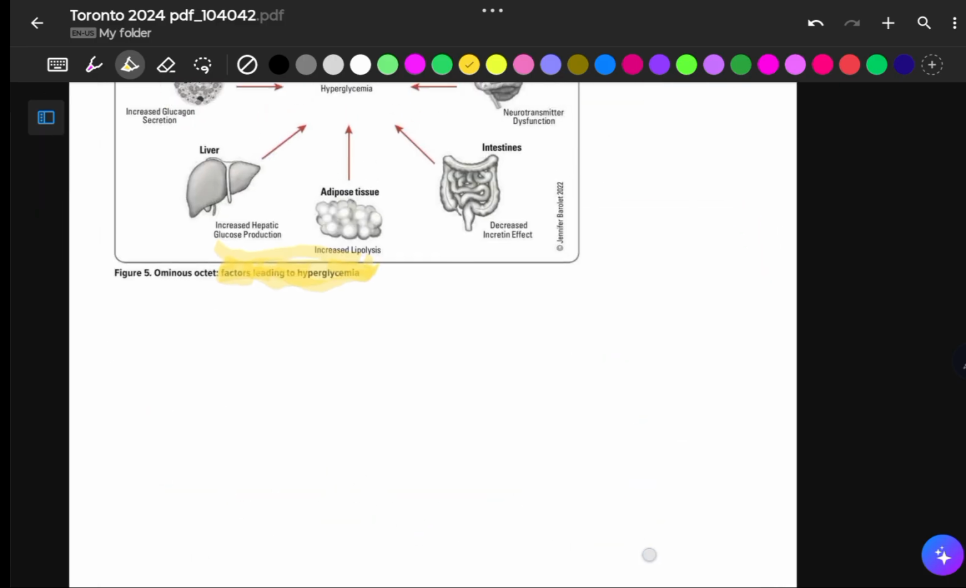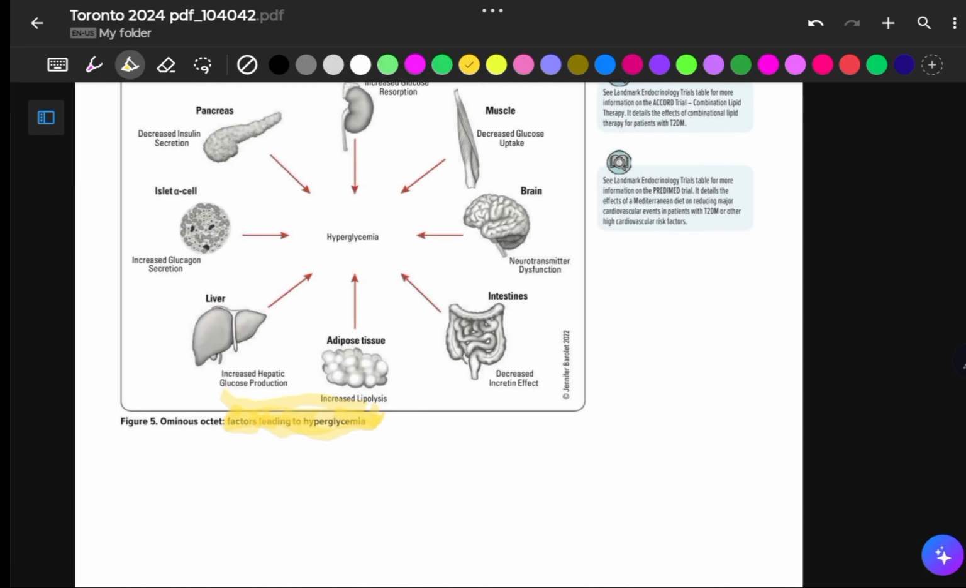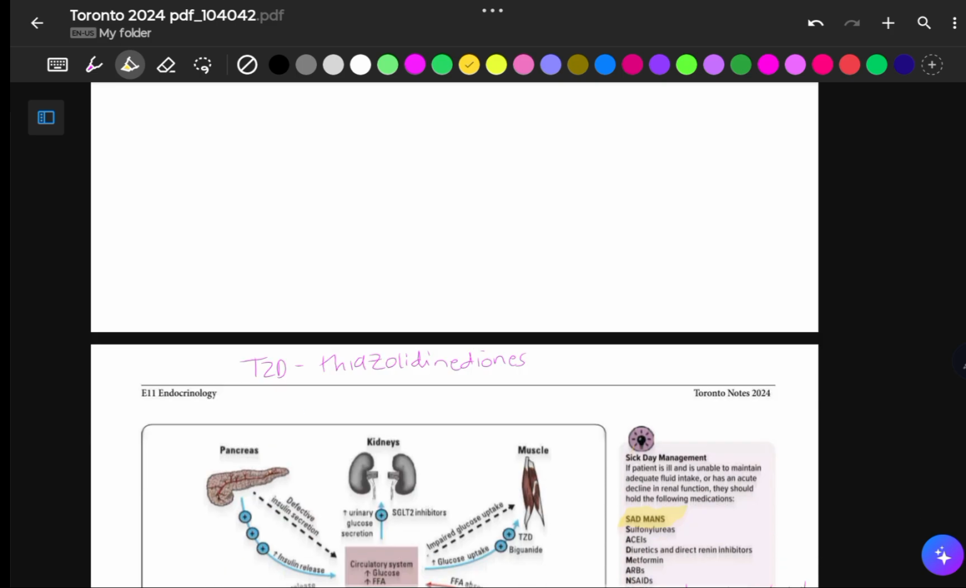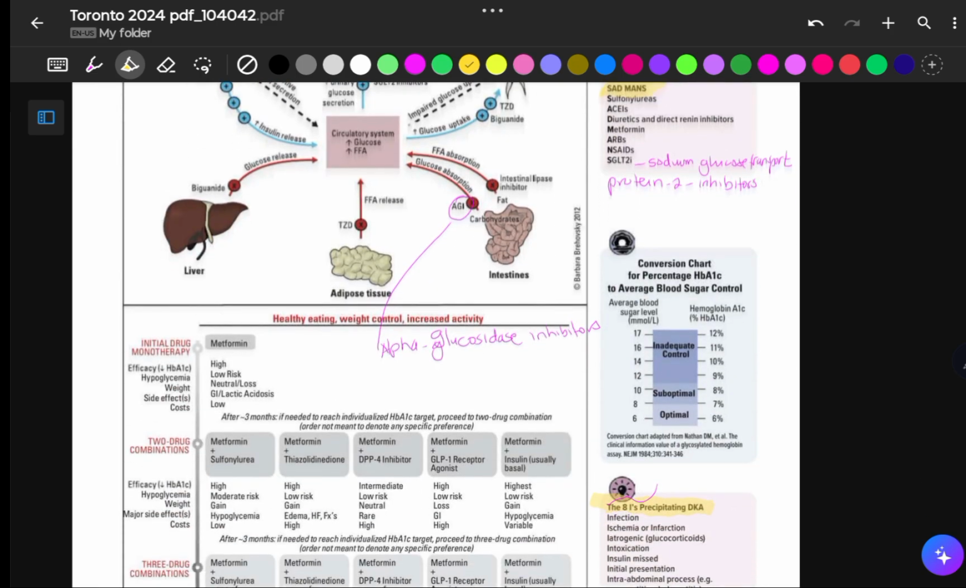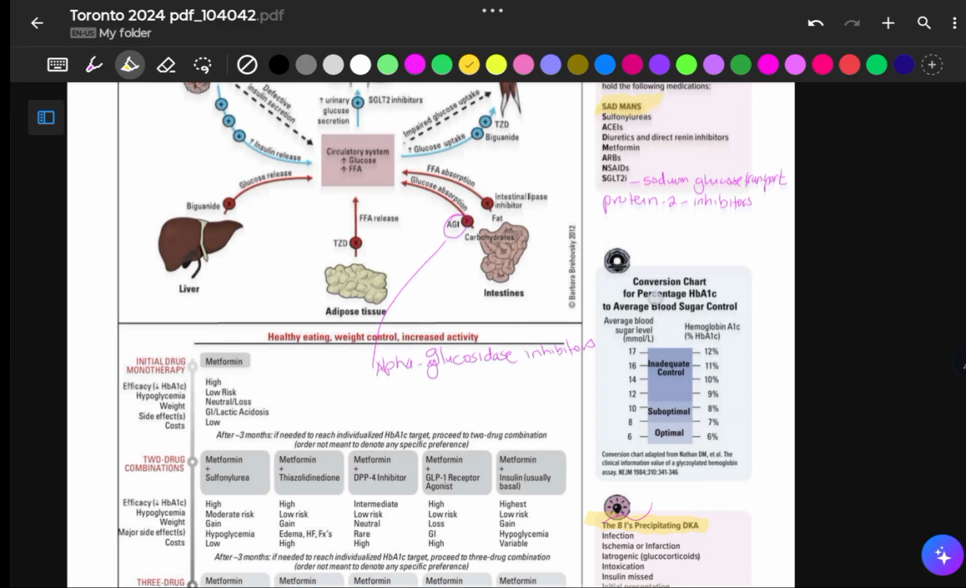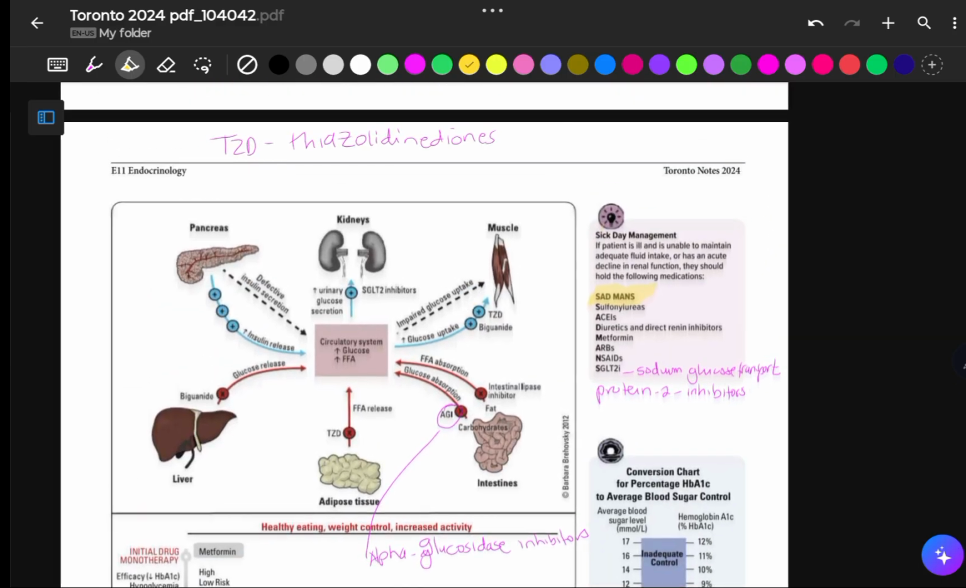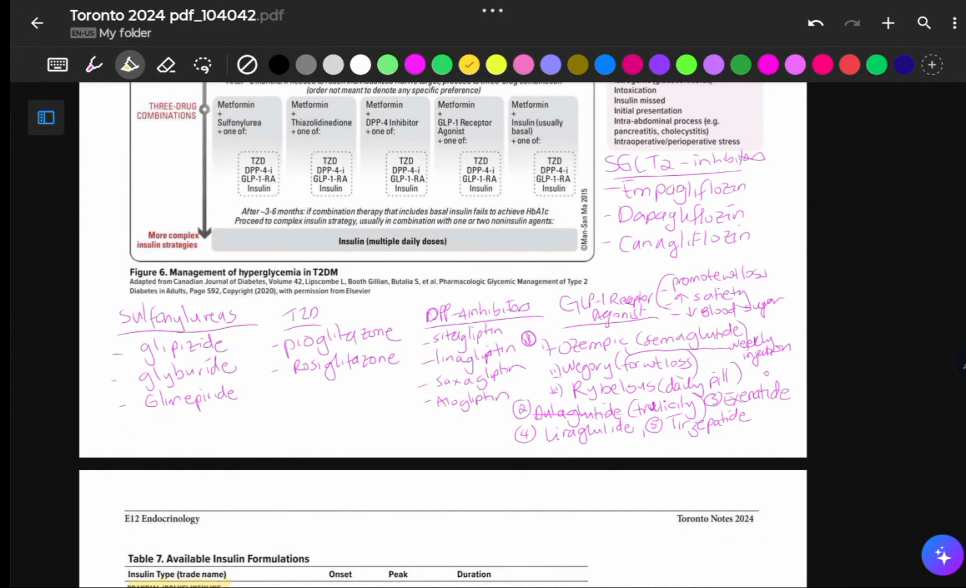Next, we're looking at the adipose tissue. All right, remember up here we said that if you have an increase in lipolysis, the breakdown of fat, it will increase hyperglycemia. So we need a drug that will stop the release of fatty acid. That drug is again your TZD, and the examples of TZD are your pioglitazone and your rosiglitazone.